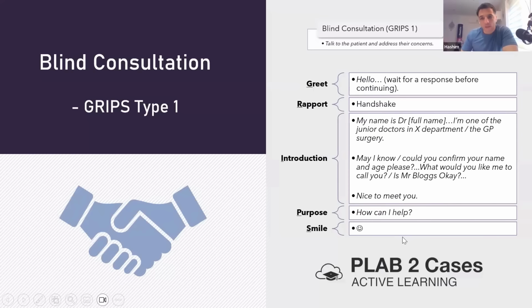And obviously, with your body language, you want to have nice, welcoming, open, friendly body language as well, and a nice tone. And remember to wait for a response before continuing. Don't go straight into your whole GRIPS without assessing the situation, seeing if there might be something that needs urgent attention. So yeah, nice and simple first one.